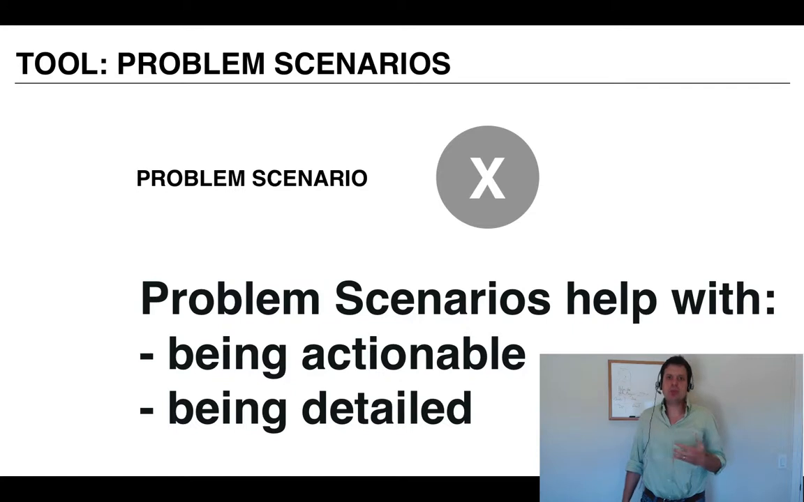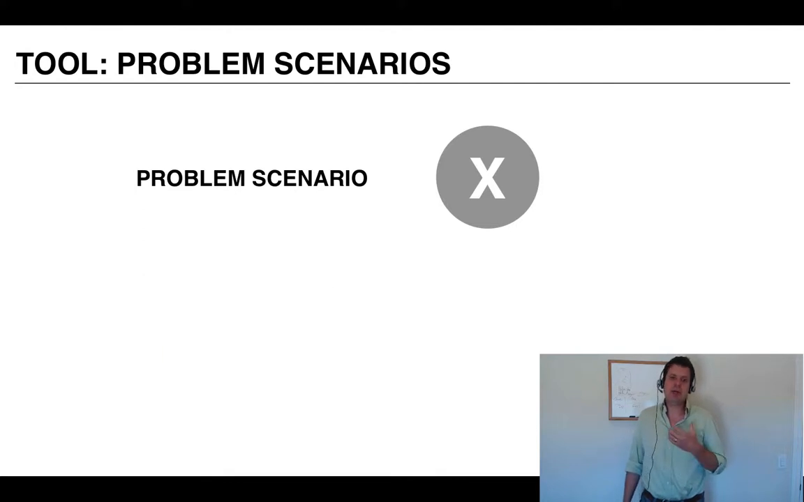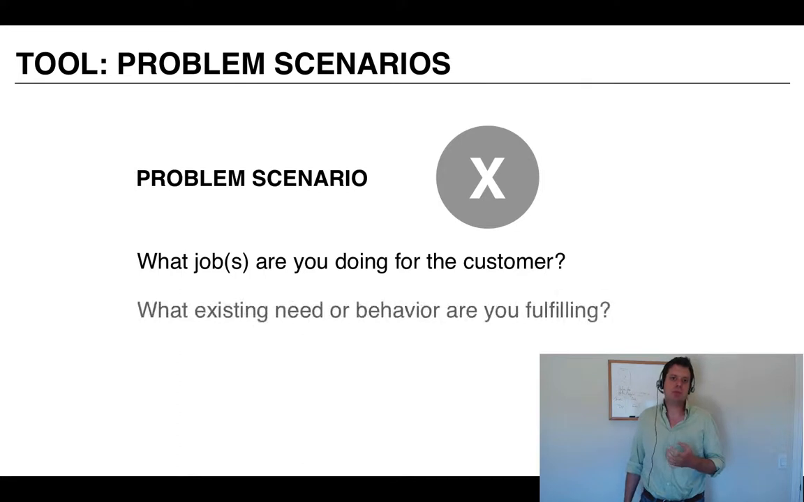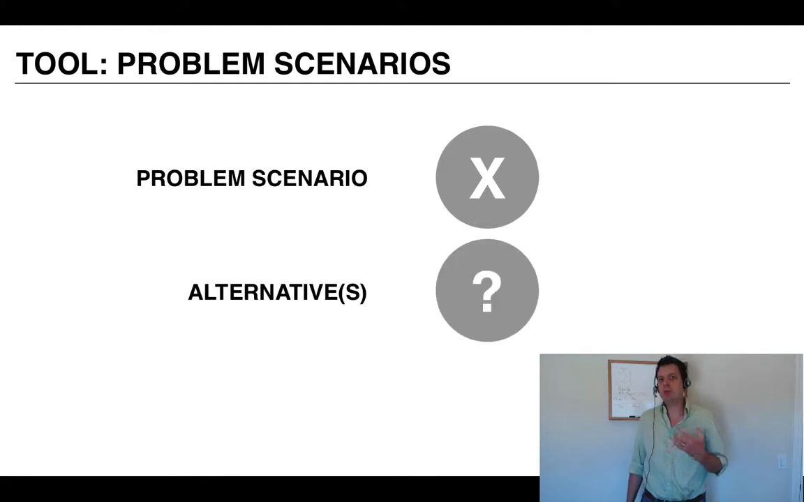To get at the real substance of what you're doing, we use problem scenarios, and these help your personas become more actionable and more detailed. By problem scenario, I mean, in an enterprise context, what underlying fundamental jobs are you doing for the customer? In a consumer context, what are the underlying needs or desires that you're going to deliver on? Then from the problem scenario, we make sure that we understand the current alternatives.